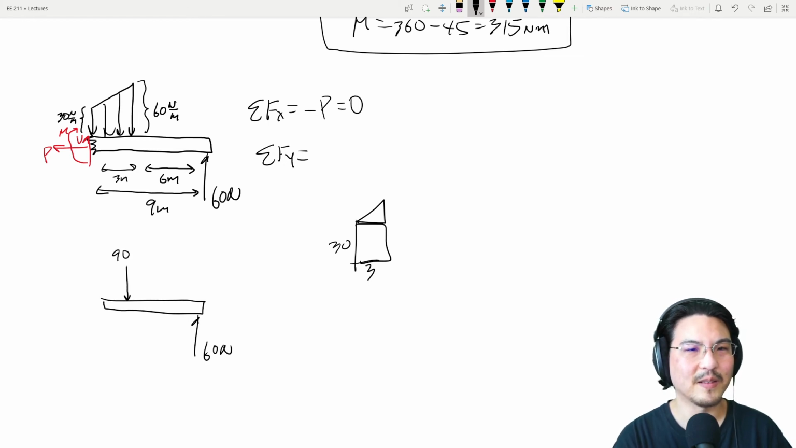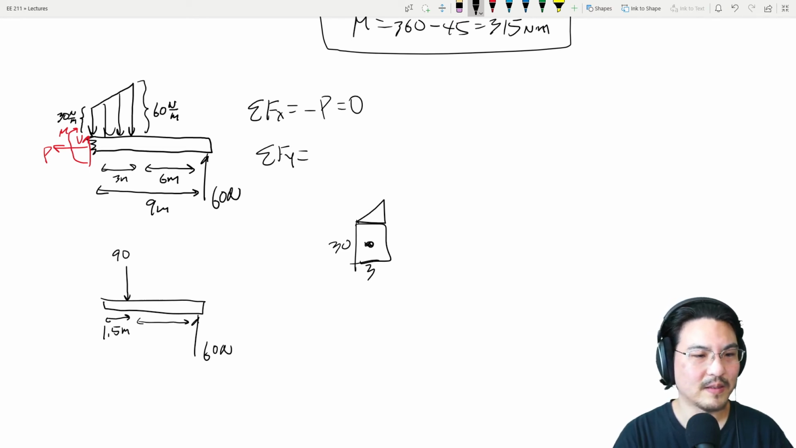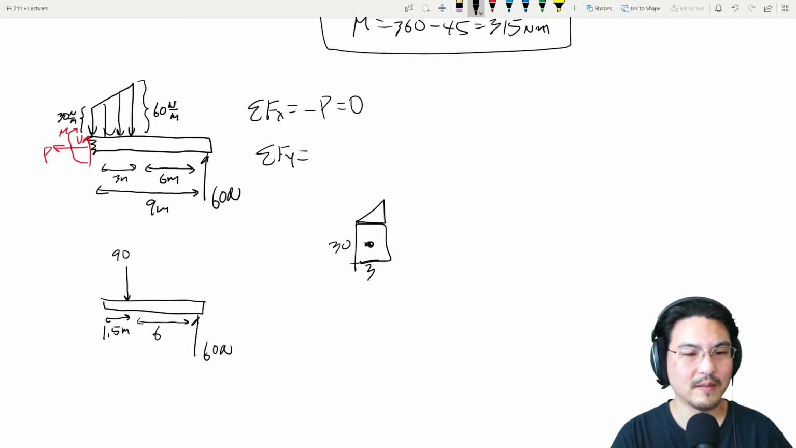At the centroid of the rectangle, which is over here. So here to here would be 1.5 meters. Right? And then this is the leftovers, 9 minus 1.5. So that would be 6.5. Oh no, 7.5.